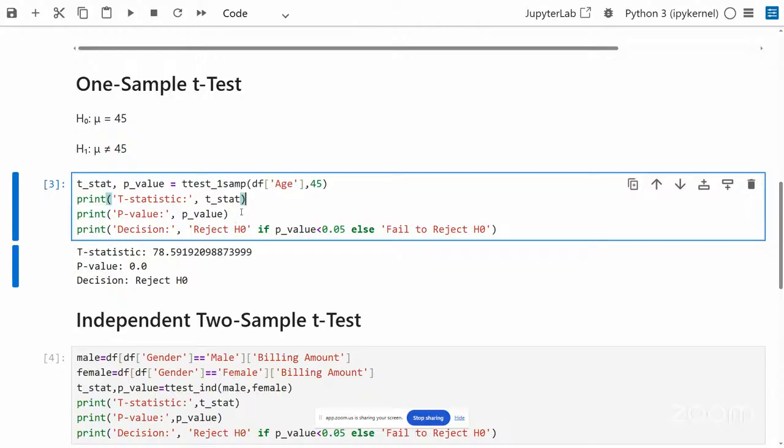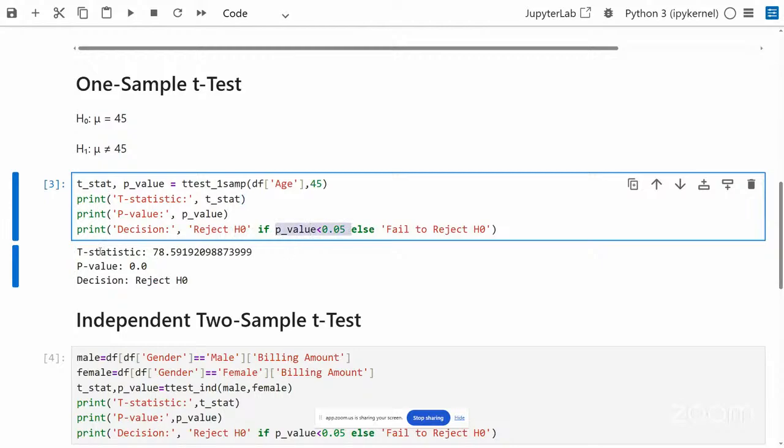The third one is the decision. According to the p-value, the decision is: reject H0 if the p-value is less than 0.05, else fail to reject H0. We apply this logic at the place according to the decision. We mention everything here, so automatically this will return whether H0 is rejected or we fail to reject. The outcome will be automatic according to the value of p. We are comparing the value of p only.